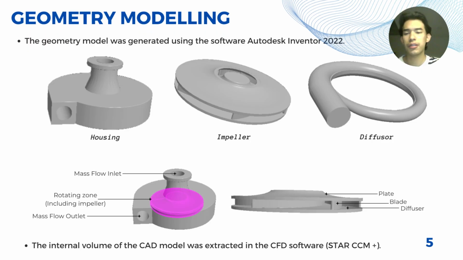To create the structure of the model, Autodesk Inventor 2022 software was used, which facilitated obtaining the internal volume of the CAD design shown in the presentation. This design consists of components such as the housing, impeller, and diffuser. A key aspect of the model is that it includes a rotation region where the impeller is located.